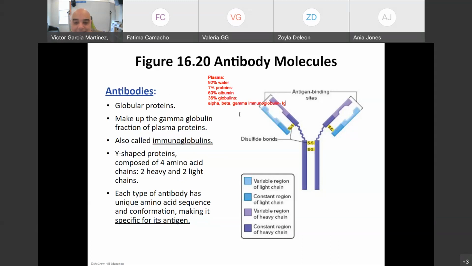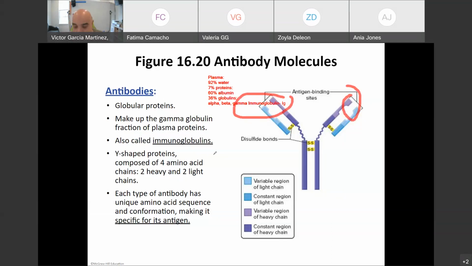Then every single Ig has a light chain and a heavy chain. And it has a variable region because we have 5 types of Ig. Again, they have 2 heavy chains, they have 2 light chains, and this portion at the end is the variable region.